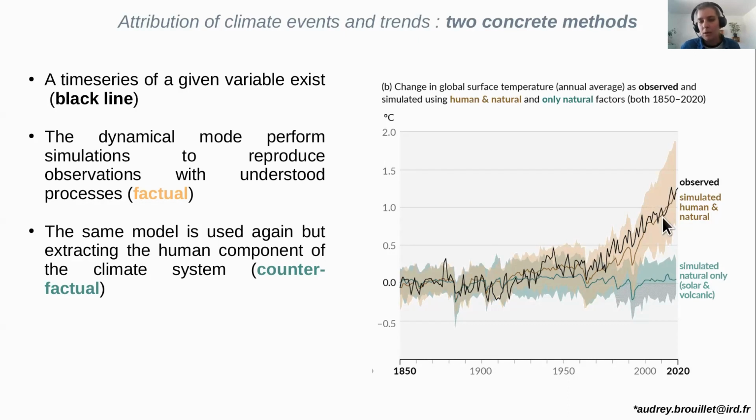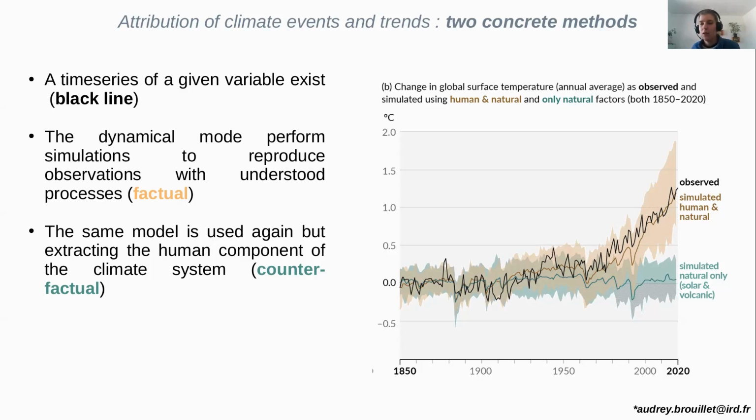So with all we know about the climate, natural forcings and human components, we perform the same simulations, but removing the human activities, so all the anthropogenic greenhouse gas emissions, only keeping natural forcing, so mostly solar radiation and volcanic radiation. And we obtain the green line here at the bottom of the graph. The difference between the two gives us information about the attribution.